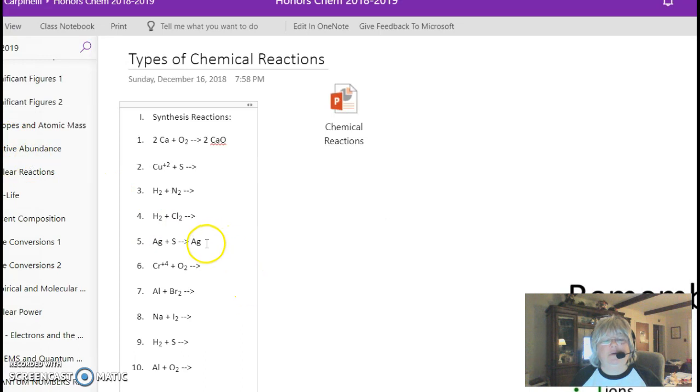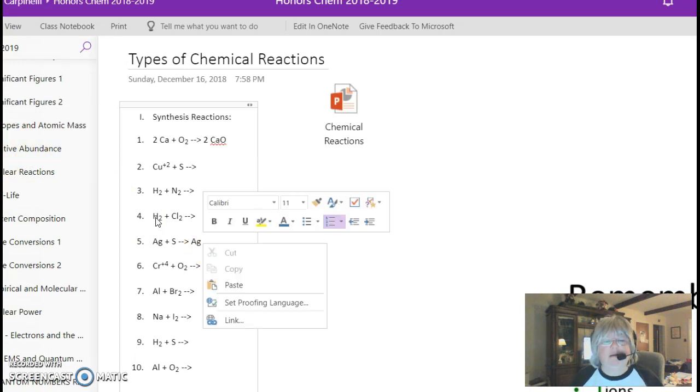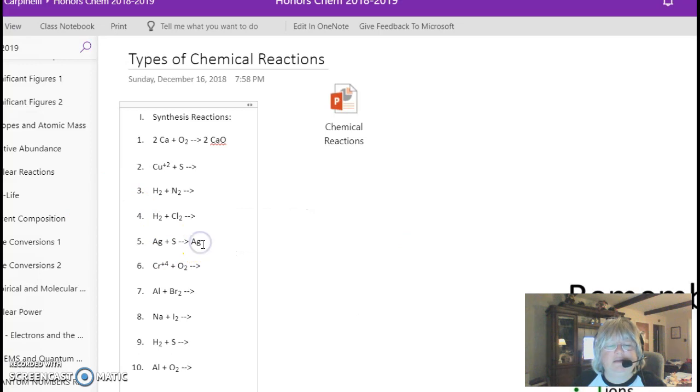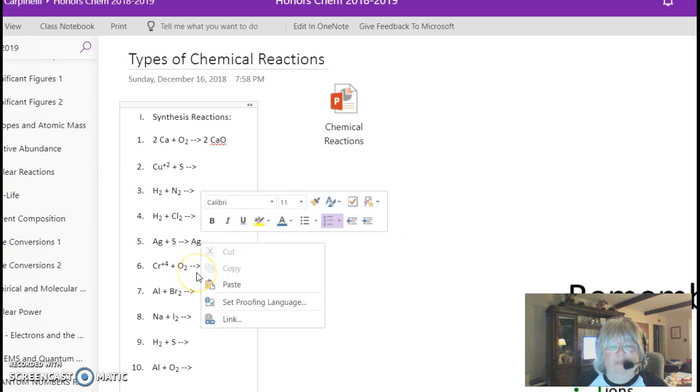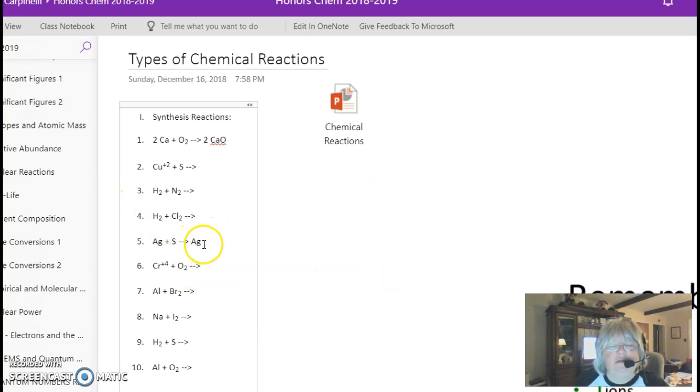I don't know what's going on there. It's not allowing me to do my subscript. Two silvers. Oh, I just love technology. And 1 sulfur. So I need 2 silvers to balance it out. Okay, so hopefully that's refreshed your memory.